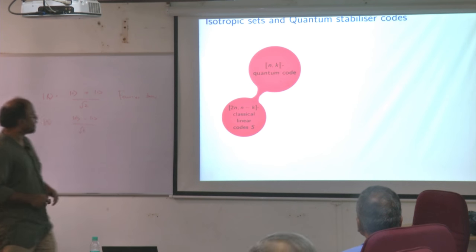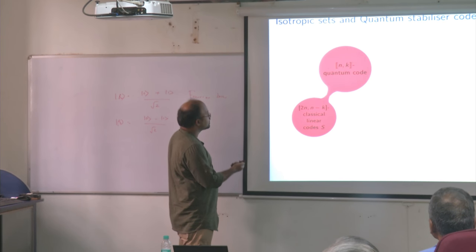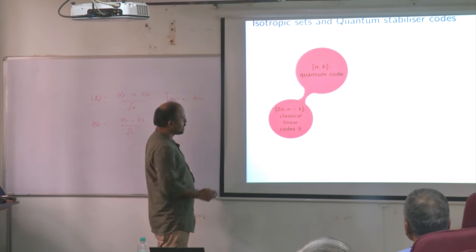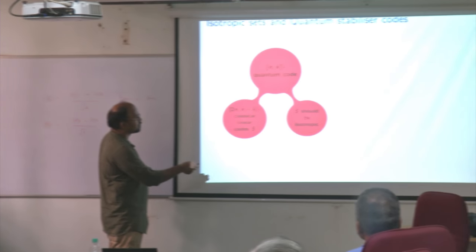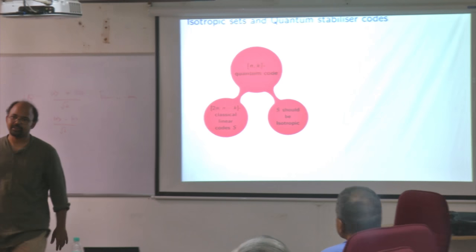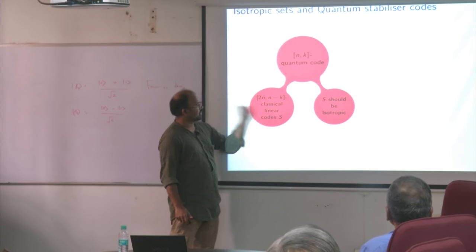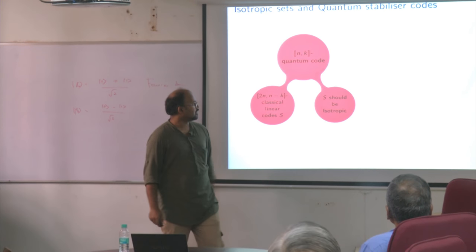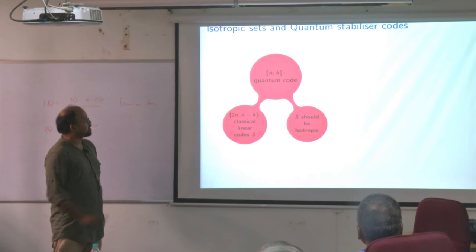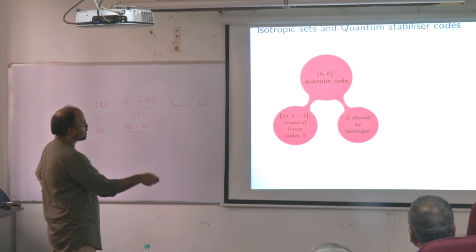Let me summarize again with the diagram. You want to design an [[n, k]] quantum code. How can you design it? You just design a classical linear code with 2n bits and dimension n minus k, except that you should make sure that the S that you construct is isotropic. This is the only extra thing that you need to understand to go from classical to quantum. Then we can handle the quantum system completely in a combinatorial way, where we are just working in F2 to the power 2n, and we just have to concentrate on S. So this is the main thing that I wanted to say. If you are familiar with classical codes, you can build quantum codes. Just understand this.